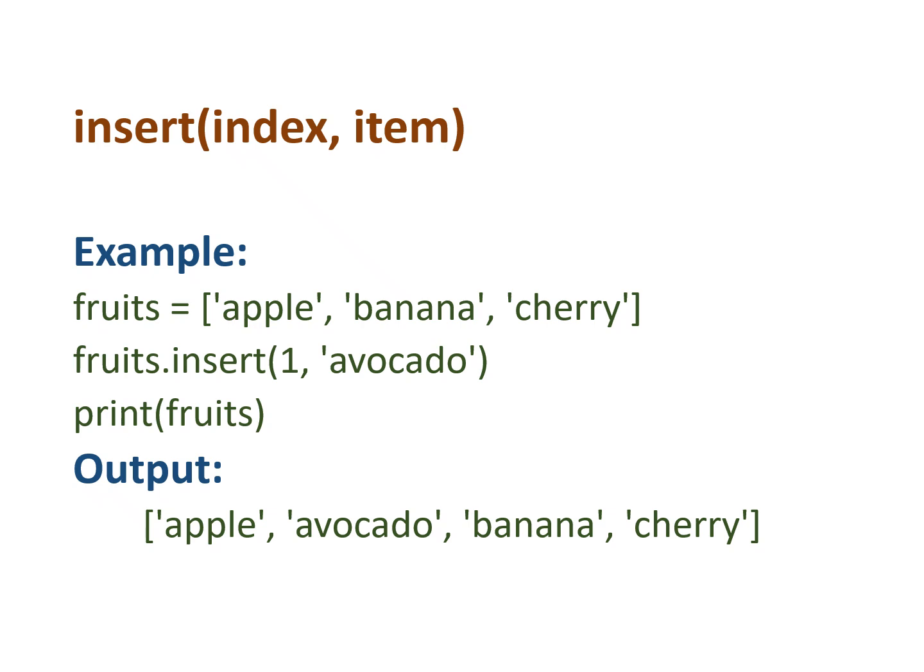Here apple is at the 0th position, and now we are adding avocado at position 1, but previously we had banana in that position. When we add avocado at position 1, avocado will be added there and banana will move to position 2. When we print these values we get the output as apple, avocado, banana, and cherry.